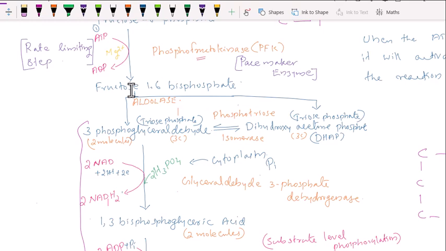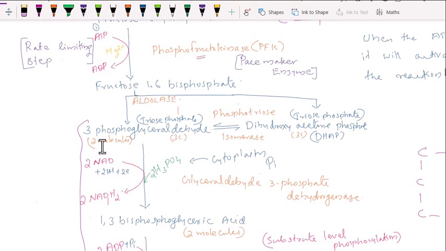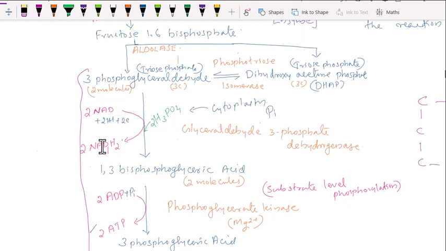As a result, there are 2 molecules of 3-phosphoglyceraldehyde, the second produced from dihydroxyacetone phosphate. This 3-phosphoglyceraldehyde then continues the process. It is converted into 1,3-bisphosphoglyceric acid. There occurs an oxidation: 3-phosphoglyceraldehyde releases hydrogen ions and electrons when converted to 1,3-bisphosphoglyceric acid.